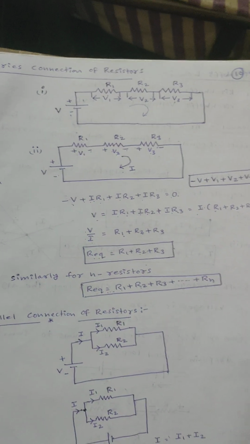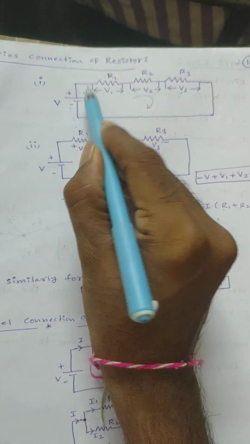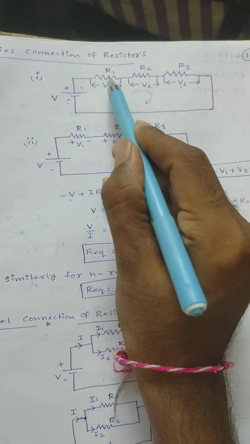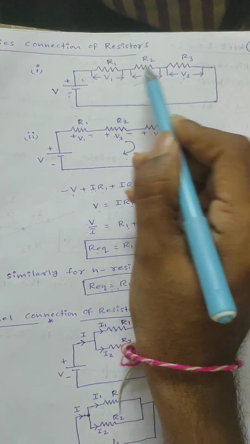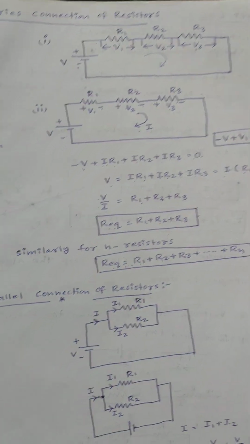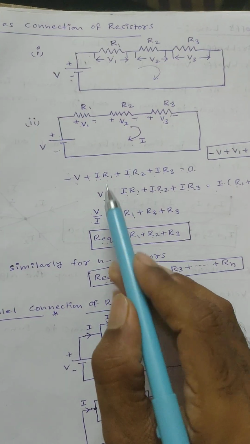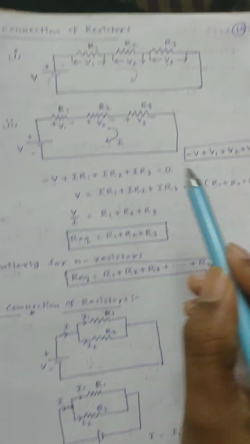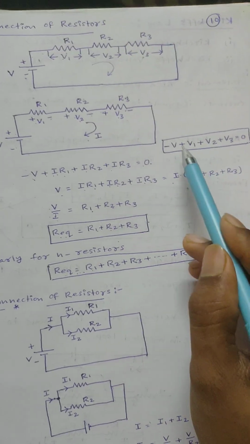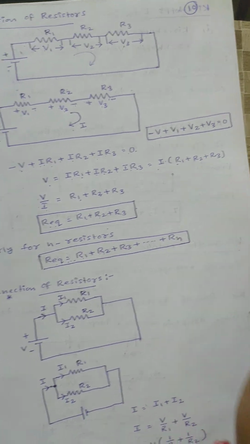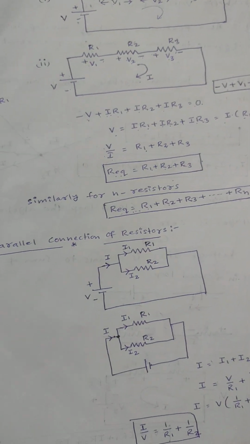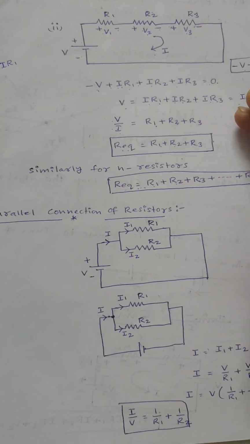The important points in series connection are: in series, current is the same, and voltage across different resistors is different. Next, total voltage is the algebraic sum of all voltage drops, that is, from this equation, V is equal to V1 plus V2 plus V3. That is about series connection.